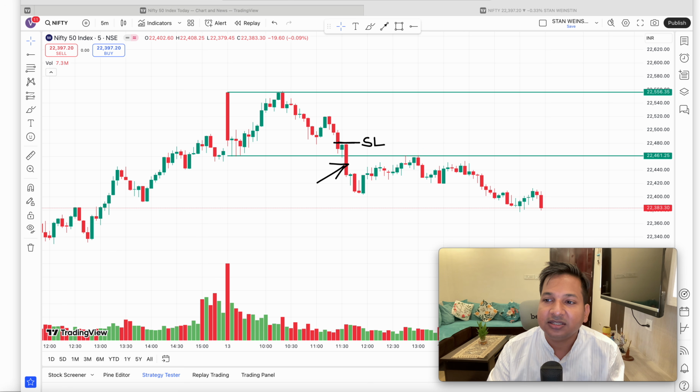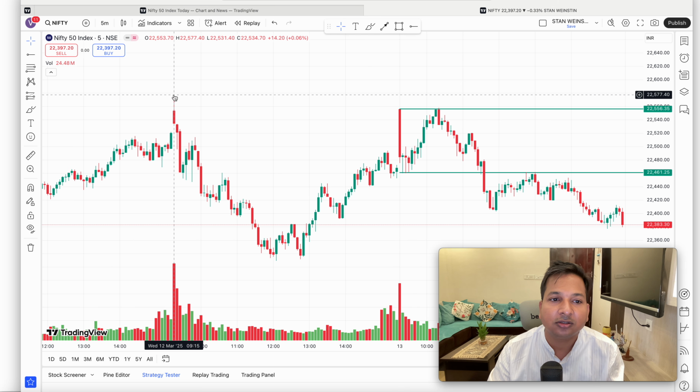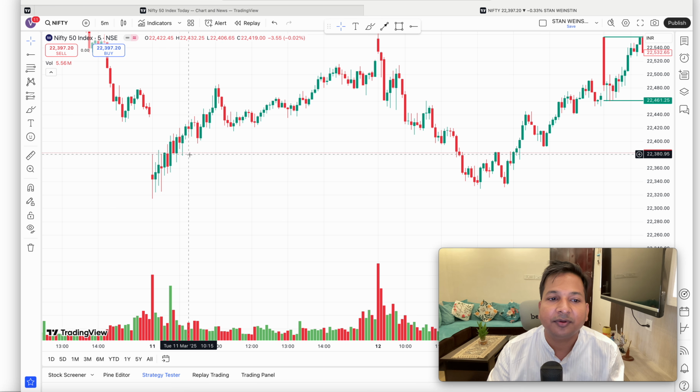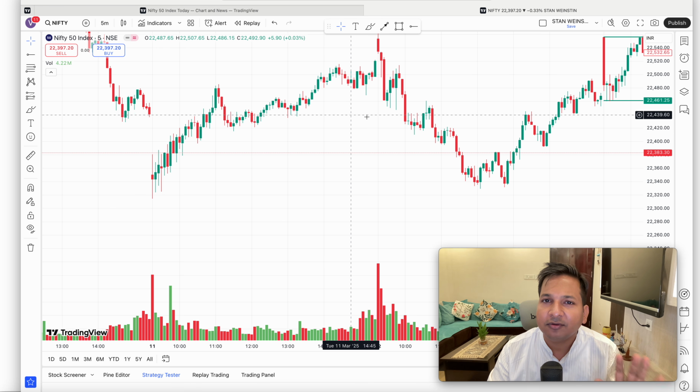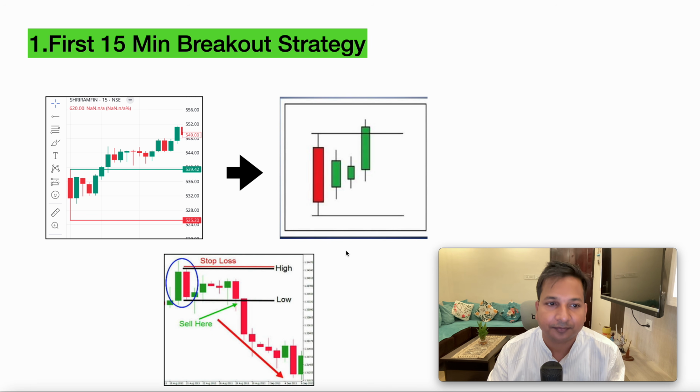So this strategy is very simple. You can see in the last many days it is working. Here also, the first 15-minute candle, if you mark, it has gone down. Here also the first 15-minute candle has gone up. It was a very simple strategy, one can do it without much effort. You can practice it by tomorrow itself.